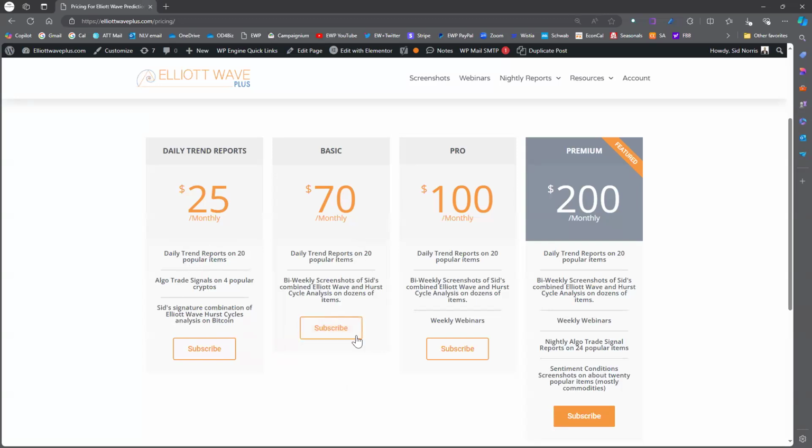Then for $70 a month, you get all of that. Plus, on Wednesdays and on Fridays, you get my multi-time frame Elliott wave counts on about 20 popular tradable items.